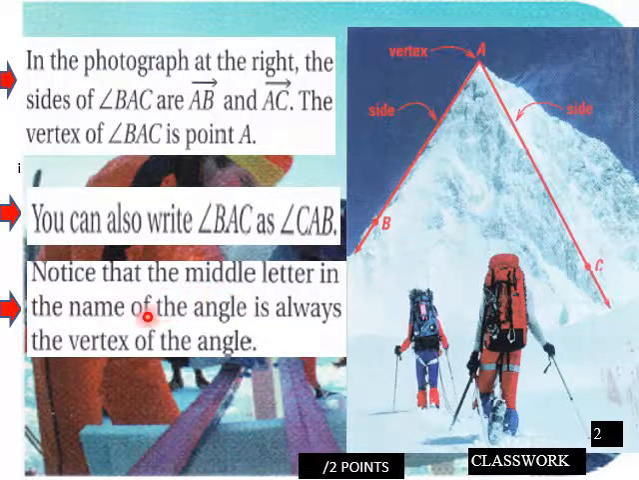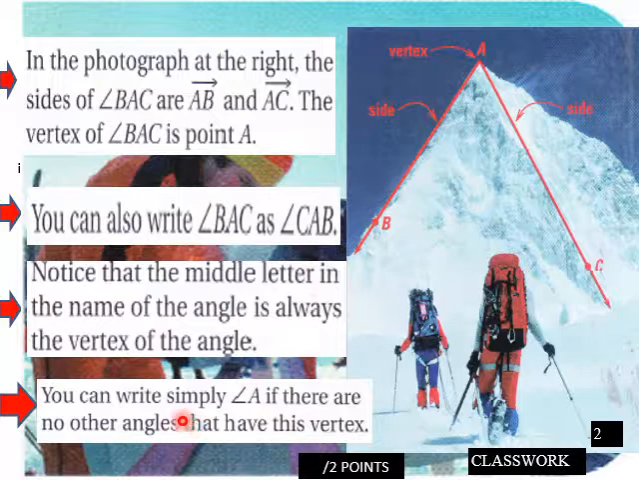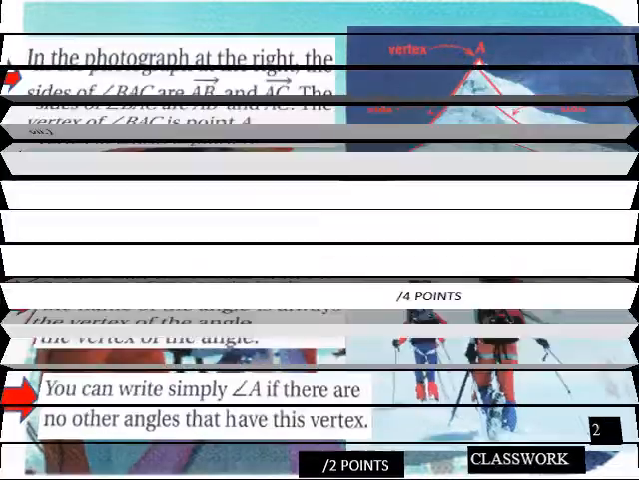As long as your vertex is in the middle here, you're fine. Notice that the middle letter in the name of the angle is always the vertex of an angle. And you can write simply angle A if there are no other angles that have this vertex. You could just write angle A. But you might say, well, what about that one, or what about that one.